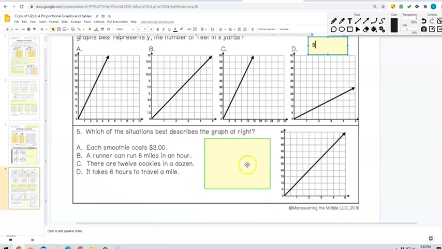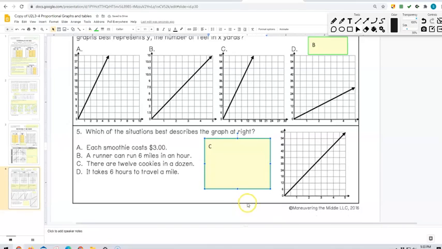All right, let's look at question 5. Which of the situations best describes the graph to the right? Notice that when we go through 1, it's at 12. Each smoothie costs $3. Well, 1 would be $3 then. A runner can run 6 miles in an hour, so you would think 1 hour would be 6 miles. There are 12 cookies in a dozen, so 1 dozen, 12, that matches up. It takes 6 hours to travel a mile, then we would think 6, 1. So it looks like the answer is C.